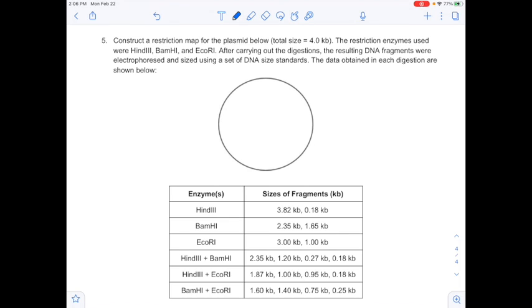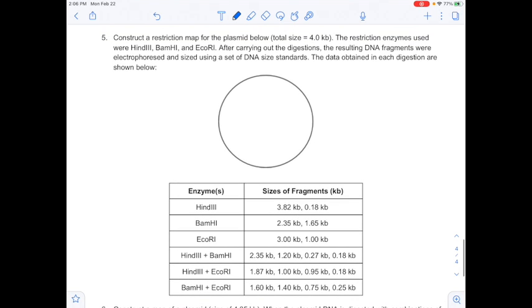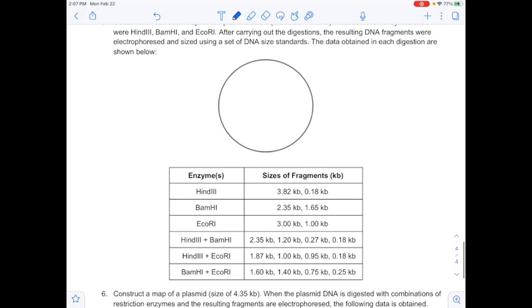So this one's tricky. There's no real obvious place to start for me. I mean, you look at the HindIII, it's going to make some interesting cuts. It's going to make cuts that are close to each other because you'd have a 3.82 and then a 0.18 section like that. So we do know that that's going to be part of it somewhere.